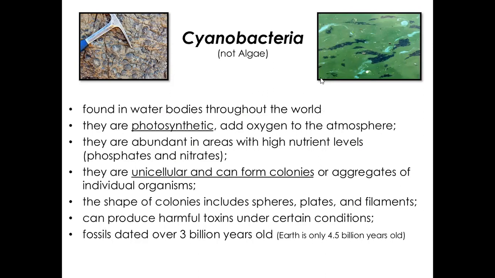This is a blue-green bacteria, cyano means blue-green, that can do photosynthesis. So it adds oxygen to the atmosphere just like a plant does because it does photosynthesis. But you really see this in areas that have high or excess phosphates and nitrates. So if you get some runoff from an agricultural field where they've sprayed on fertilizers, you can see a lot of this cyanobacteria possibly growing in the water. These guys are single-celled, but they can clump together and form colonies.